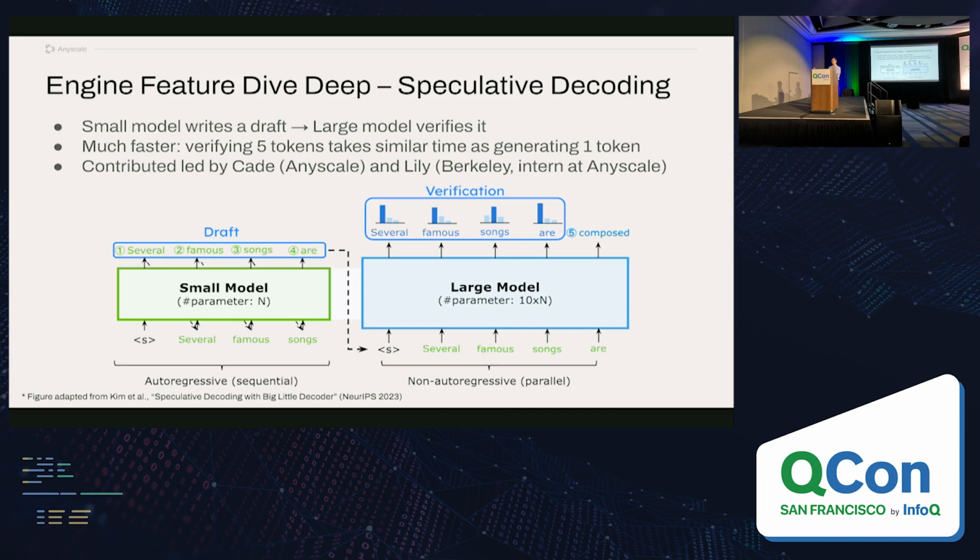So speculative decoding is basically a case where we deploy both a small model and a large model at the same time. When the request comes in, we use the small model to generate the speculative tokens and then let the large model verify them, because the verification cost is much lower than generating the tokens. So if the small model can guess the tokens precisely, we can significantly reduce the latency for generating the response. And this is also an important feature contributed by Cade and Lily from Anyscale.